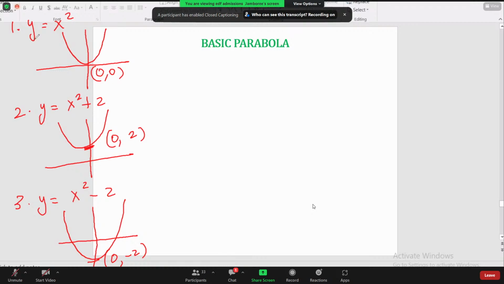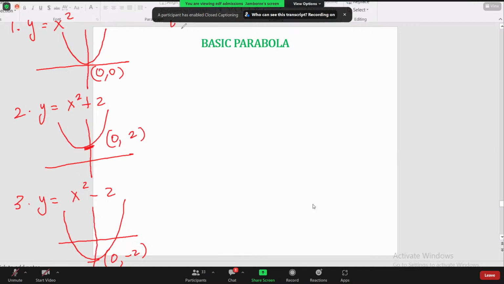So the point is, if it is y is equals to x square, it will have the U-shaped curve because the coefficient of x square is positive, and it will have the vertex at the point 0, 0. If it turns out to be y is equals to x square plus 2, the graph will shift up by 2 units. And this is basically related as the constant has been added to the function. That's why it has been moved up. Similarly, if it is y is equals to x square minus 2, the graph will shift down by 2 units and it will become 0, minus 2 as the vertex of the parabola.